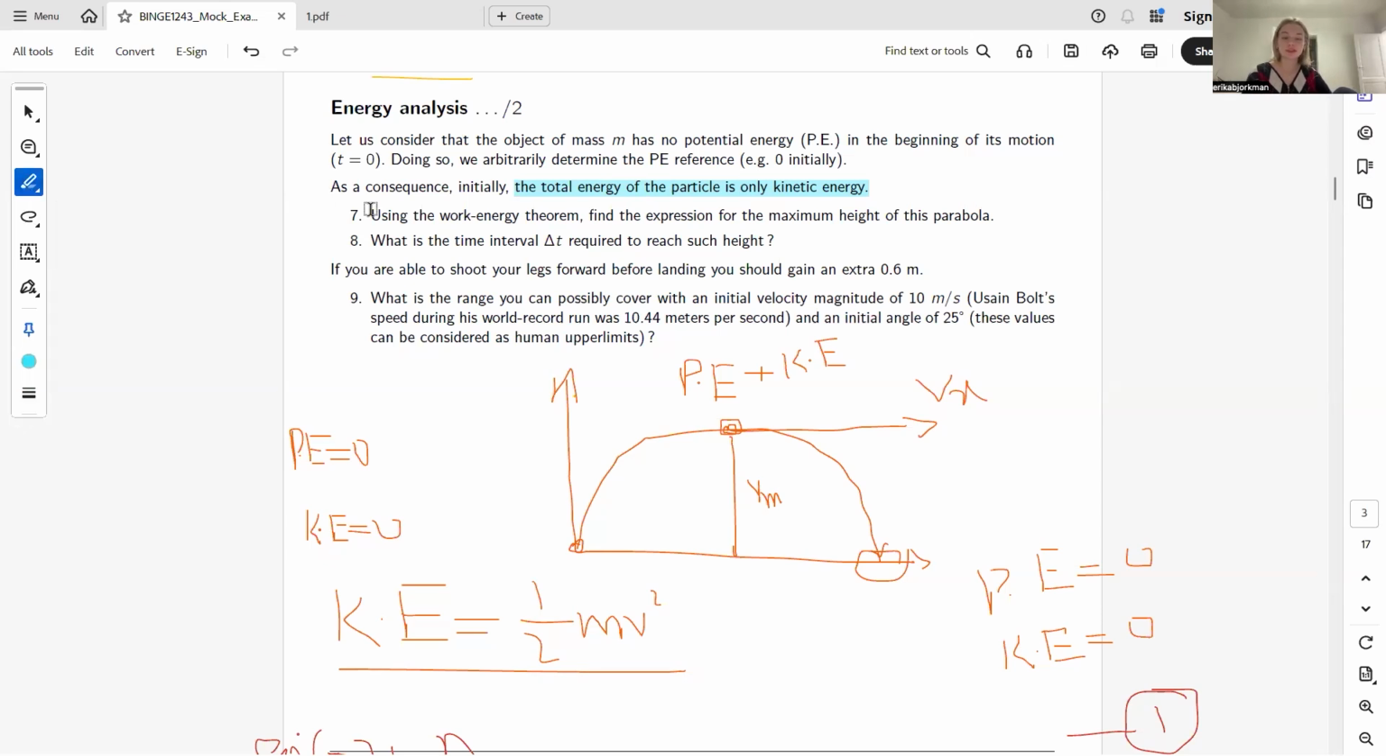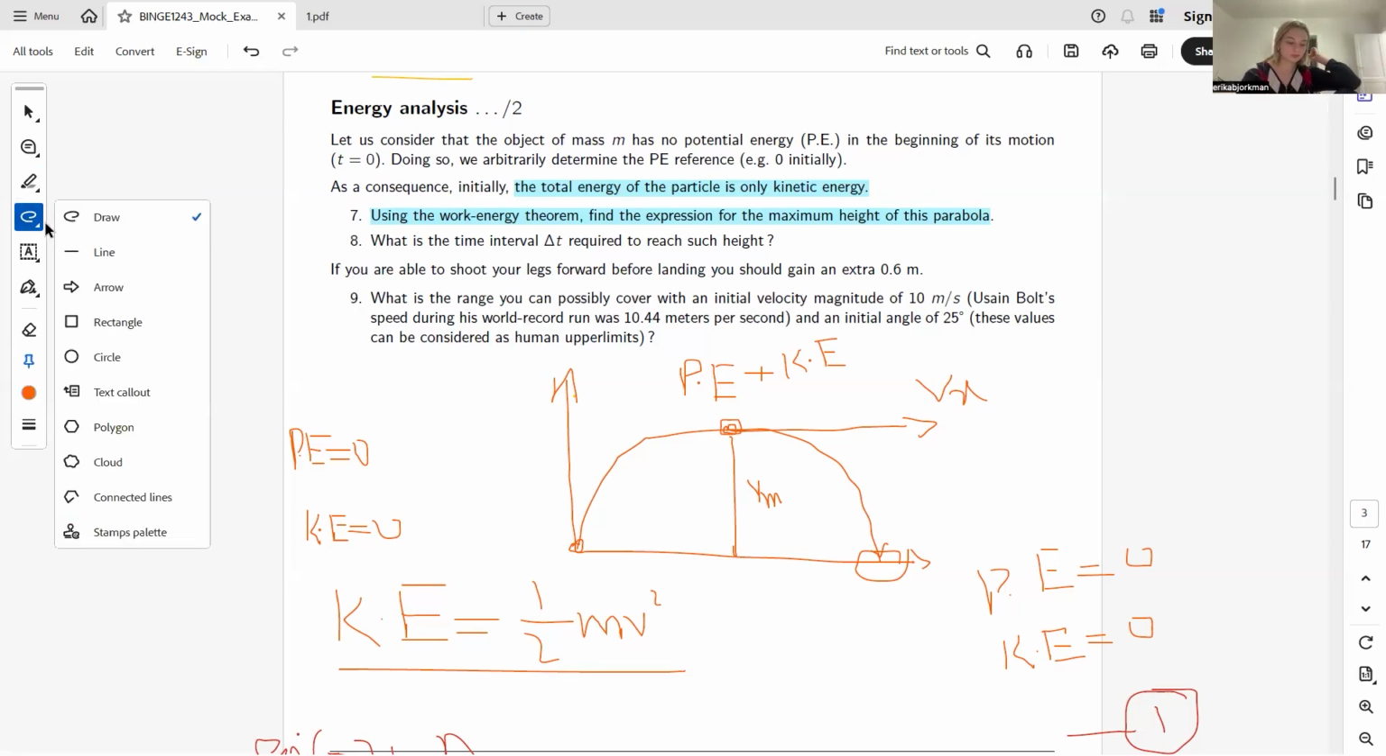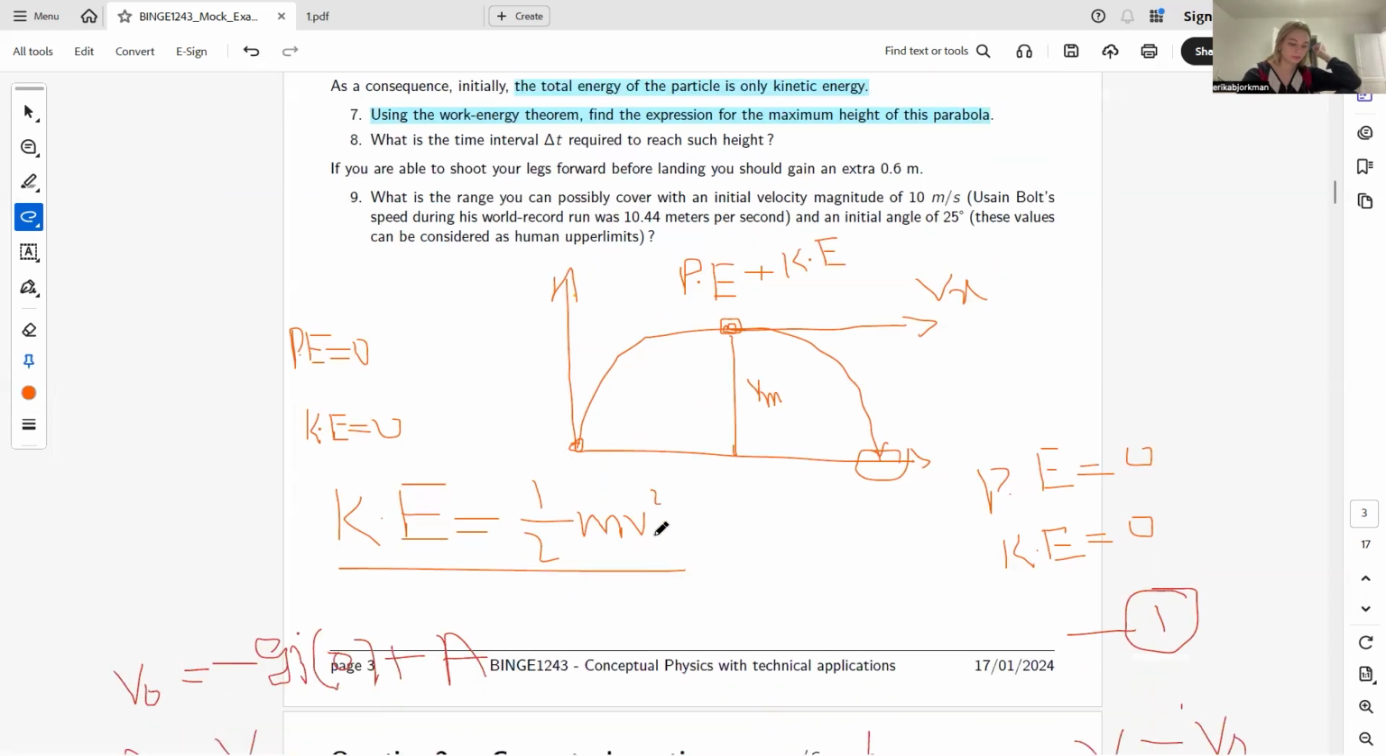So let us resume. Using the work energy theorem, find the expression for the maximum height. That is our first task. Using the work energy theorem, we have to find the maximum height relation. We have discussed properly the presence of energy at each point, that at which part what will be the type of the energy.